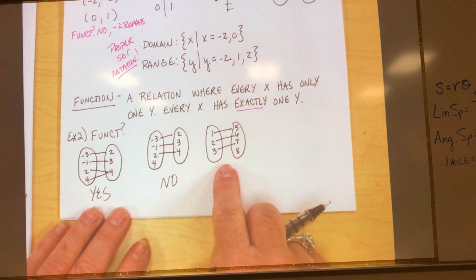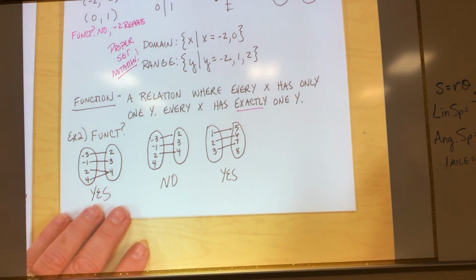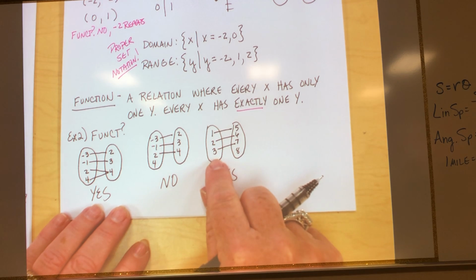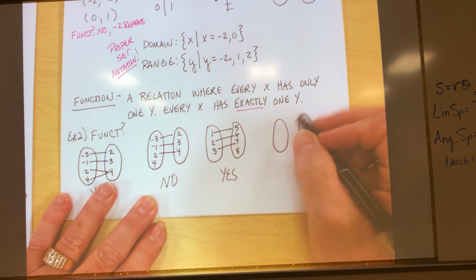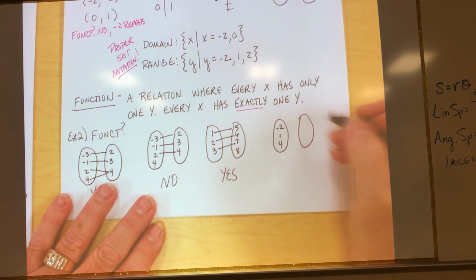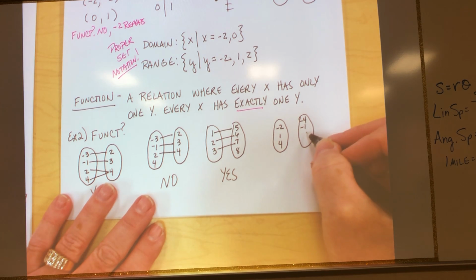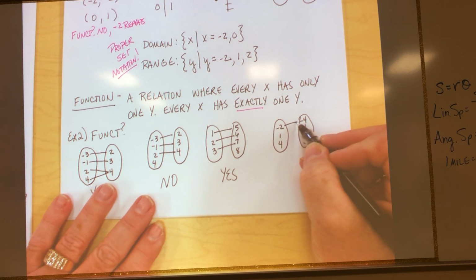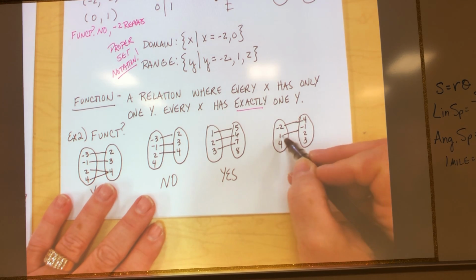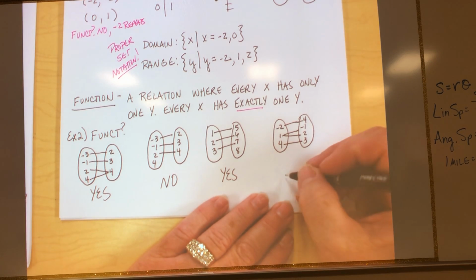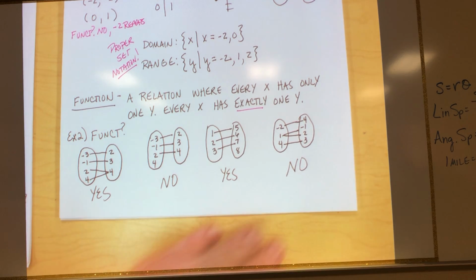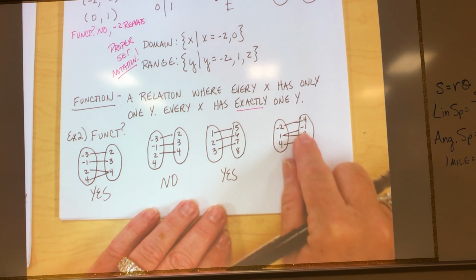Is this a function? Yes, it is. Seems weird, right? But this guy has a y, this guy has a y, this guy has a y. It's a function. It follows all the rules. Last one. -2, 1, and 4. -4, -1, 2, and 3. Yes or no? No. Reason. Because one input has two outputs. Very good. 1 is mapped to -1 and 2.